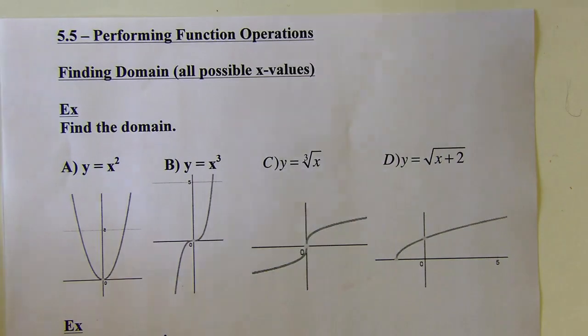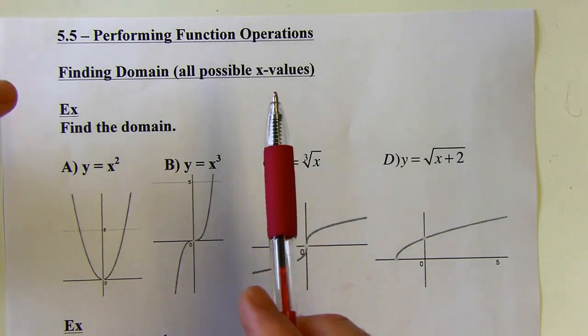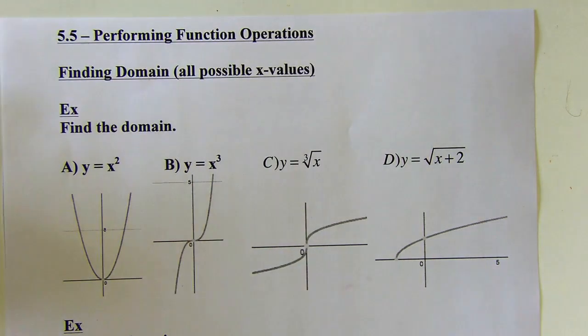Okay, let's start by finding the domain of some different functions. The domain is all of the possible x values. If you're ever asked to find the range, that's the possible y values or possible output values.